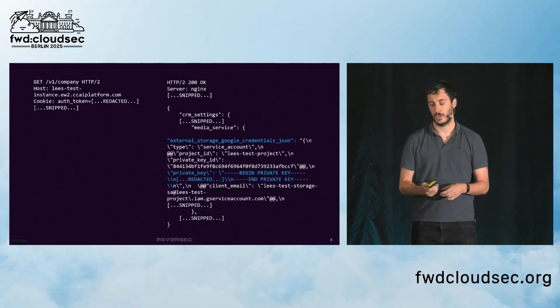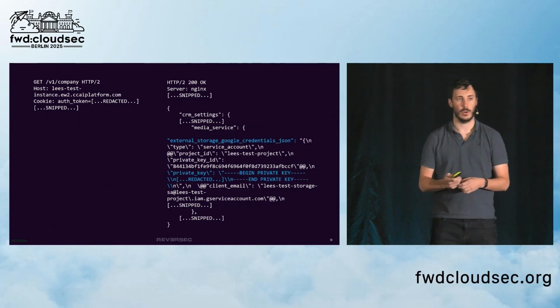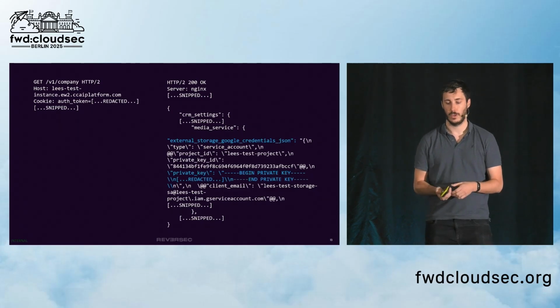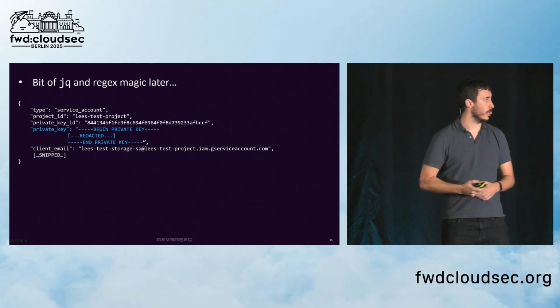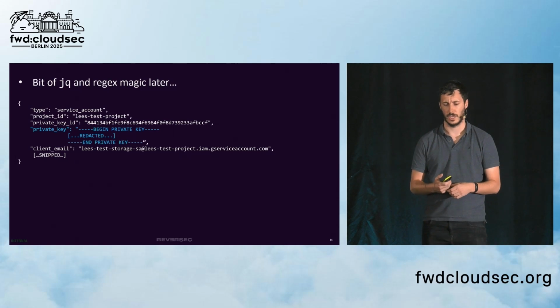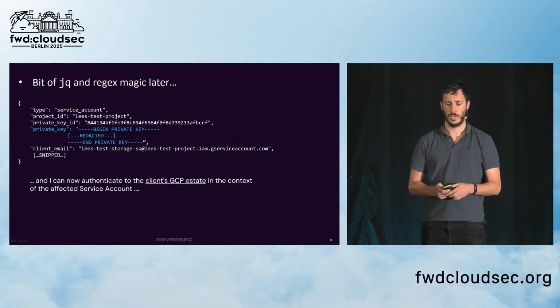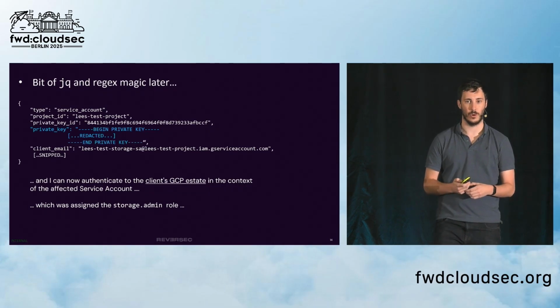So I saw this kind of response and request. The highlighted bits got me quite excited. Then, playing around with a little bit of jq and regex magic, we get to the stage where the full private key is there. We redacted the actual content. But ultimately, we're in a position where we could authenticate to the client's GCP estate. This is going to be an impactful one because it was also assigned a storage admin role.